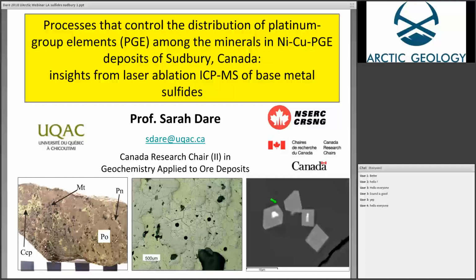However, I'm not just going to be talking about laser ablation results today. We combine it with a detailed study of the platinum group minerals. That's the other main host of PGE in these deposits. These are discrete little minerals where the PGE are major constituents of the mineral. And we combine that with the whole rock to understand how much of the PGE are hosted in base metal sulfides and how much in these PGM.